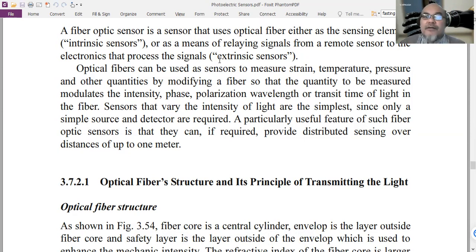So when the fiber optics is exposed to these stimuli, it can modulate how the wave propagates through it. It can modulate either the intensity, the phase of the light wave inside it, or the polarization, or transit time of light. Sensors that vary the intensity of light are the simplest, since only a simple source and detector are required.